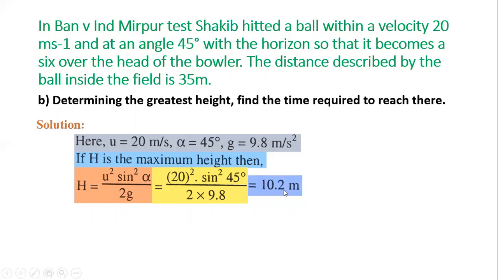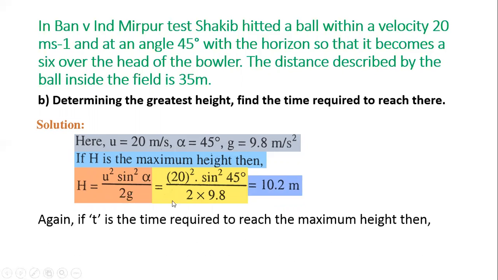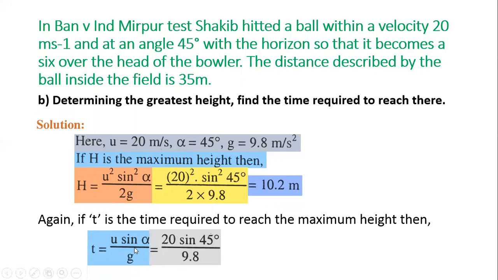That means 10.2 meter. Again, if t is the time required to reach the maximum height, then t equal to u sine alpha by g. Boys, you know this formula. If we put the value, then you get 20 sine 45 degree by 9.8. That means 1.44 approx.